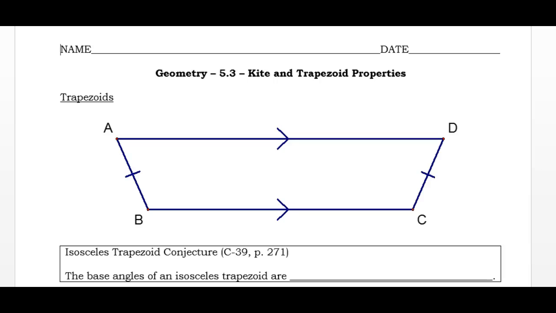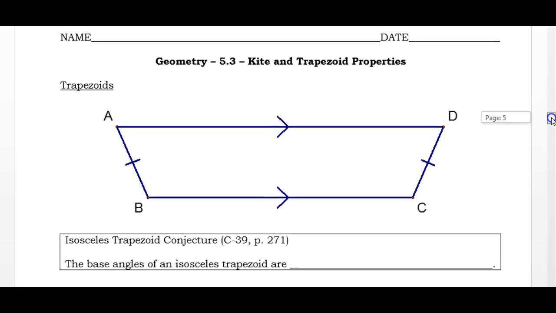This is Geometry, Lesson 5.3. For the rest of this chapter, we're going to be looking specifically at quadrilaterals, and today, kites and trapezoids. So all four-sided shapes, kites and trapezoids on this lesson.